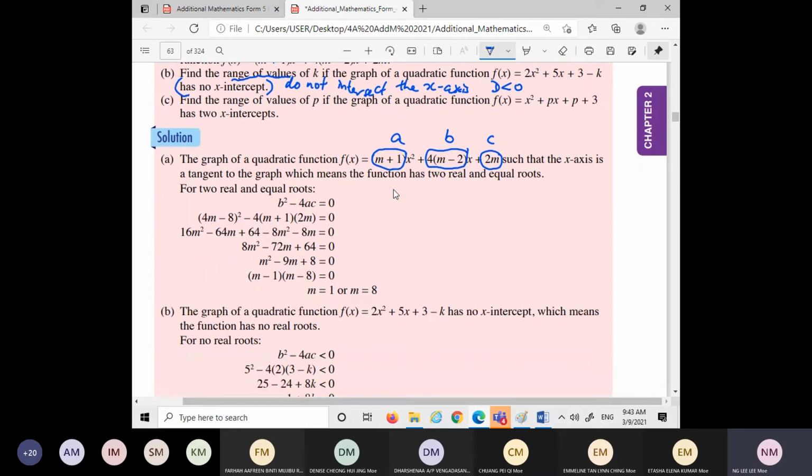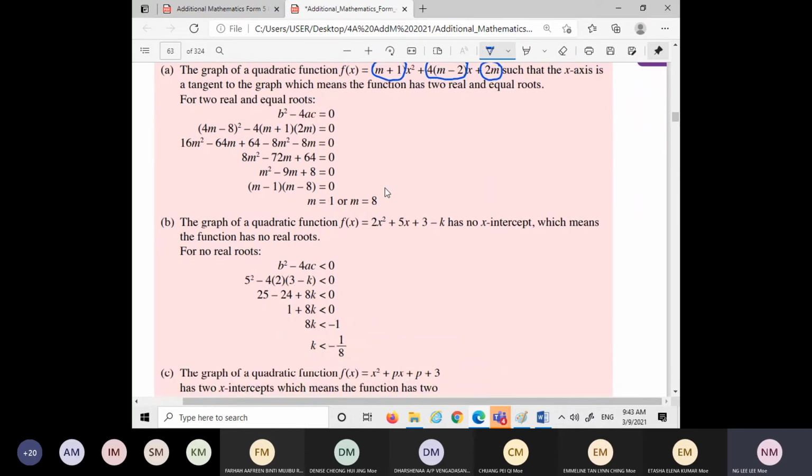So we look at the answer. Here this is the A, this is the B, and this is the C. B squared minus 4AC smaller than 0. Then put in, then find the answer.